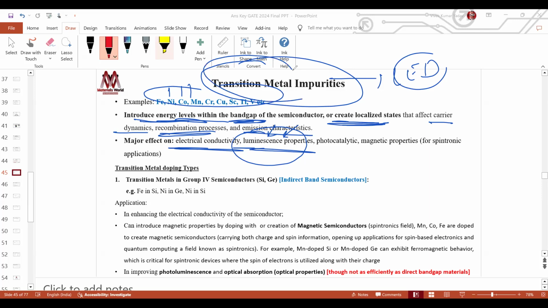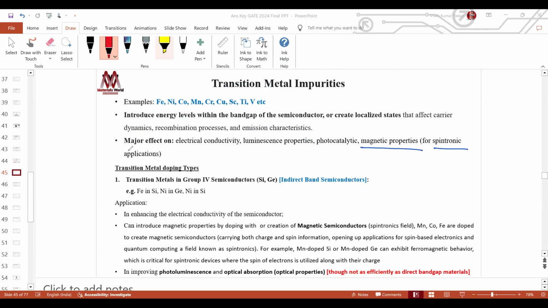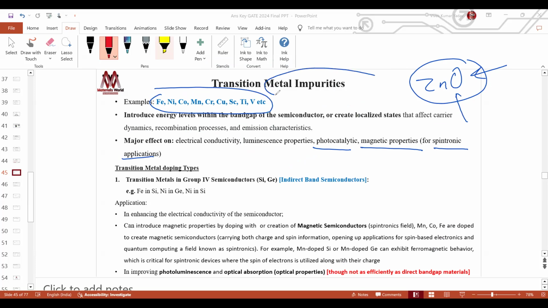But these transition metals can be doped in other semiconductors, and they can give you magnetic properties for spintronic applications as well as photocatalytic. Those who are in research know that zinc oxide is an oxide semiconductor. You can dope these transition metals in zinc oxide and get more photocatalytic and sensing applications. You can generate magnetic semiconductors by doping manganese, cobalt, and iron, and then use them for quantum computing or spintronics.